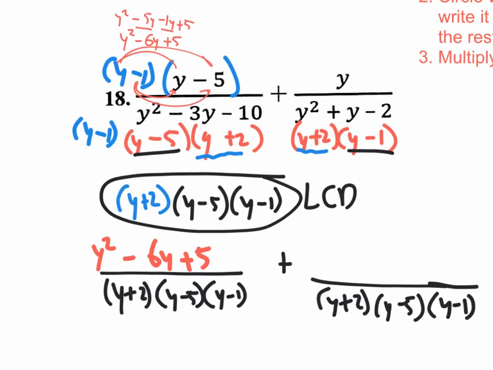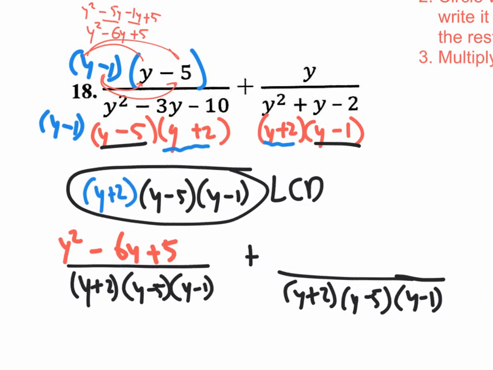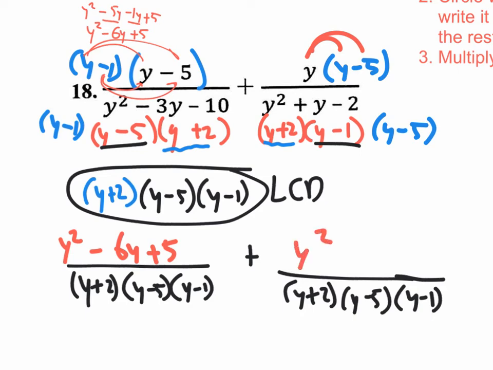And now let's look at the other fraction. The other fraction originally had those two binomials. The LCD has these three. So which one's missing from these two? The y minus 5 is missing. So I'm going to multiply both top and bottom by y minus 5. And up here it's pretty easy. We're just going to distribute the y. So you're going to end up with y squared minus 5y.